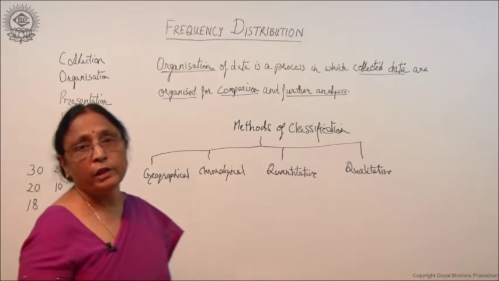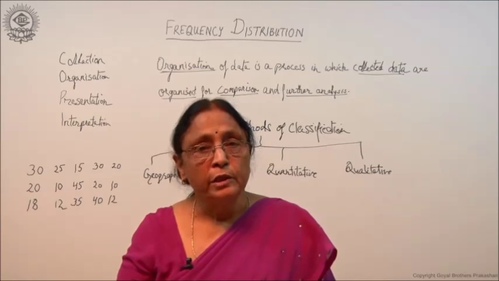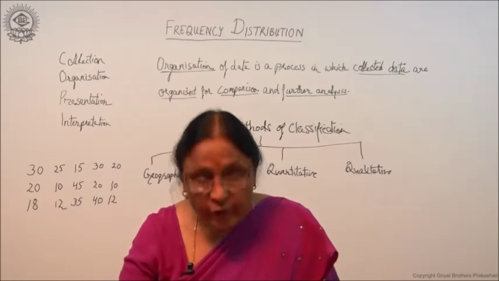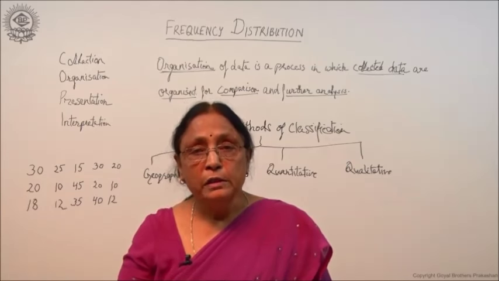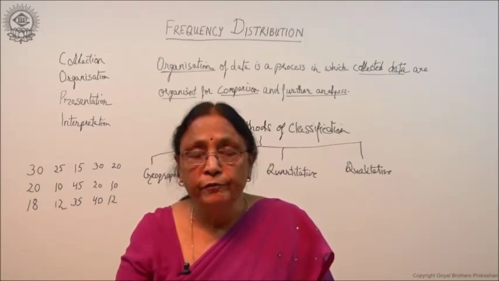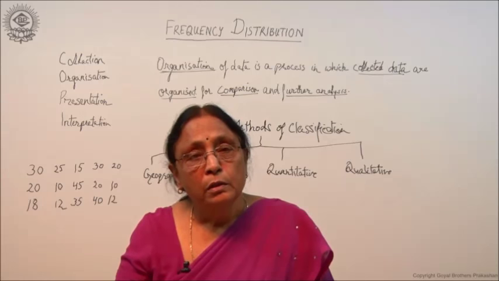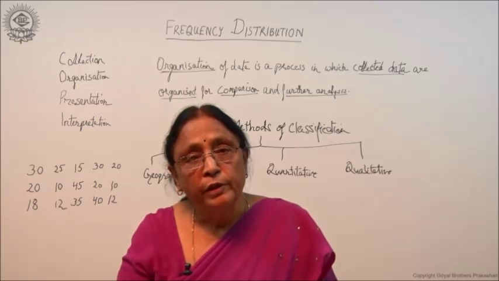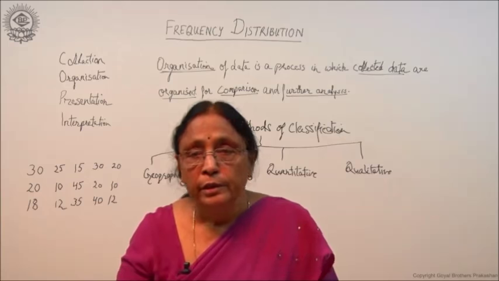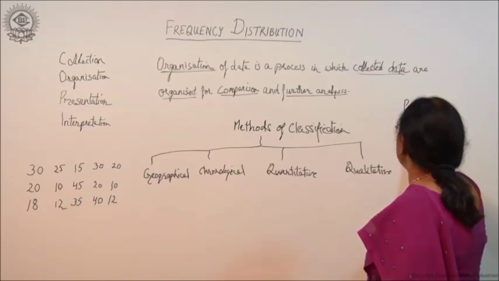What is meant by geographical classification? As the word denotes, geography, you know, is the science of Earth, or science related to the description of Earth. Now, geographical classification means classifying the data on the basis of locational or geographical differences. For example, suppose you are stating data in which you are giving the description about cultivation of wheat in different states in India. Then you are stating what is the production of wheat in Punjab.